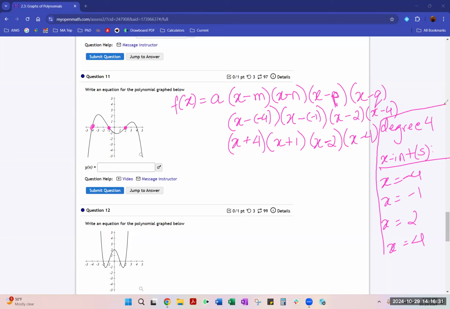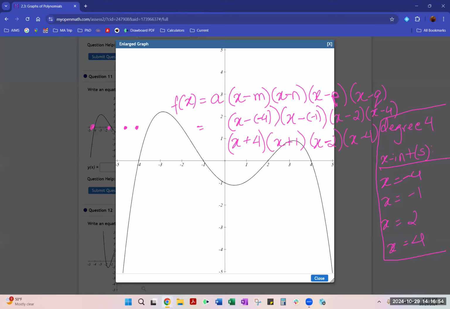I'm sorry, I'm kind of writing on top of each other. So you can see we are able to come up with our 4 factors, which represent each of the x-intercepts. Now comes the question of what our leading coefficient should be, and this is where you would actually need to use your y-intercept. So again, let me just make that graph a little bit bigger.